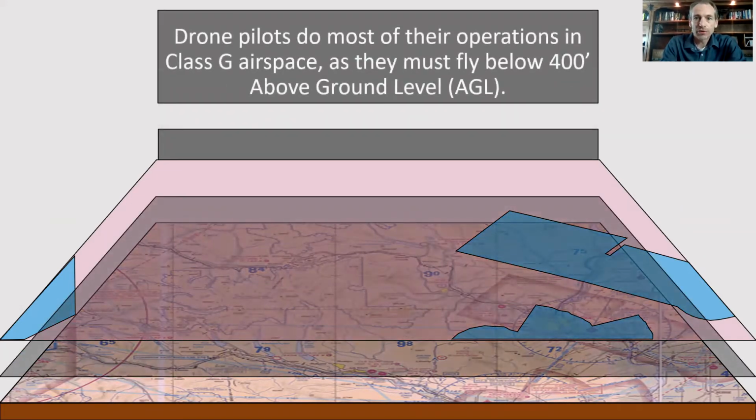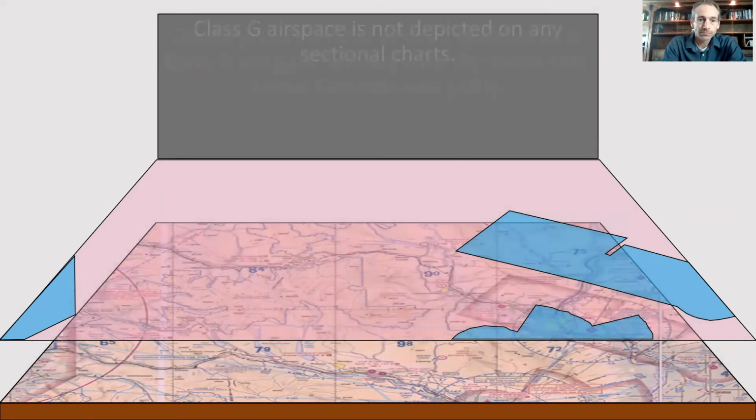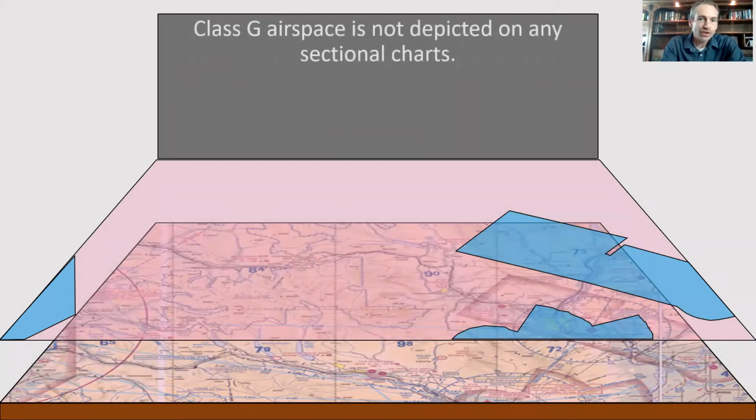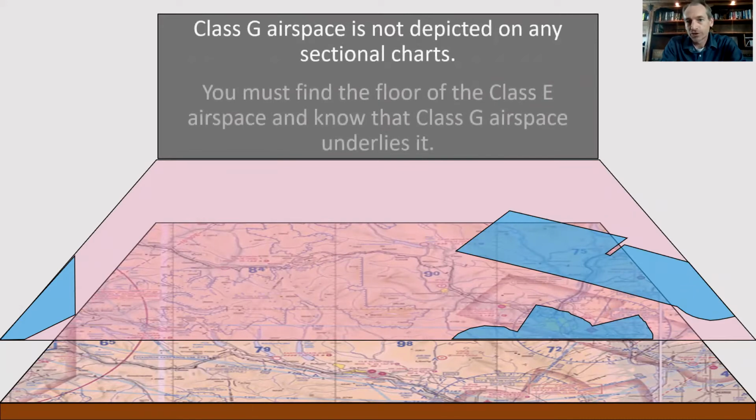So you're going to do most of your operations in Class G. You're going to fly below 400 feet AGL unless you have a waiver. Class G is not going to be depicted on any sectional charts. So what you're going to do is find the floor of the Class E airspace, and you just have to know that your Class G airspace underlies it.